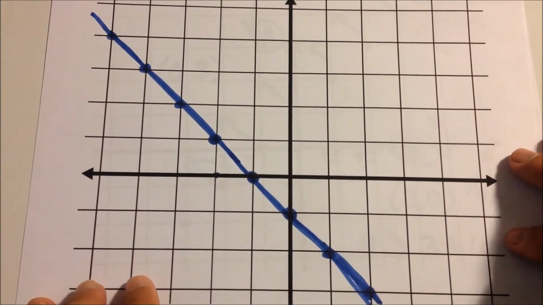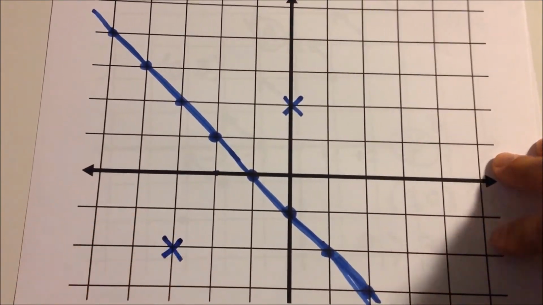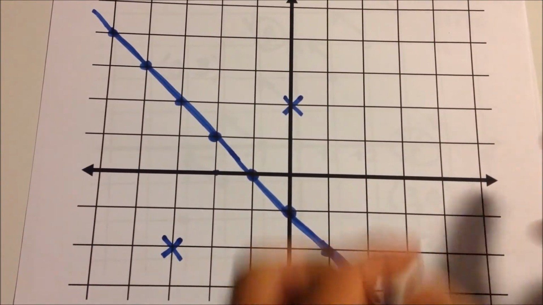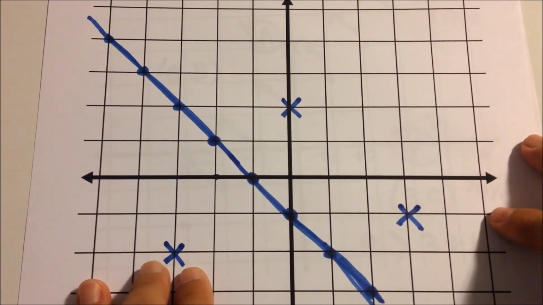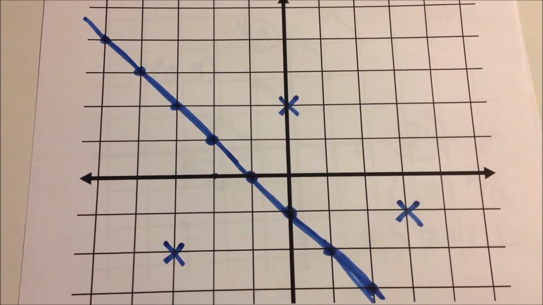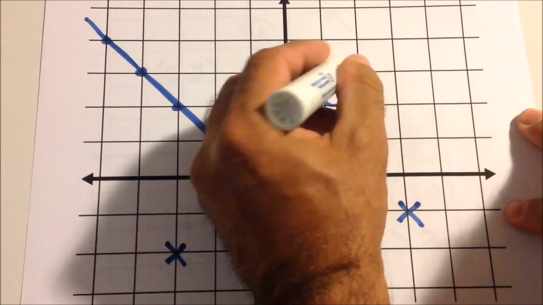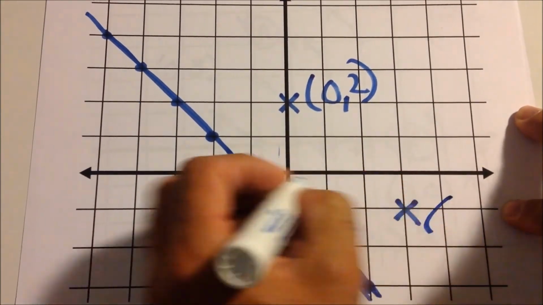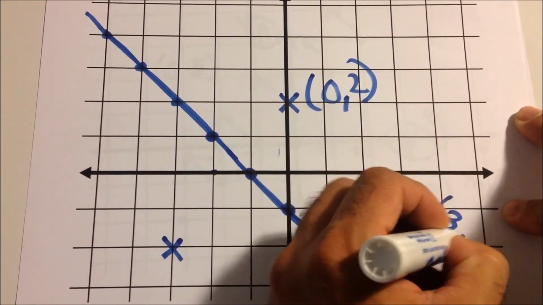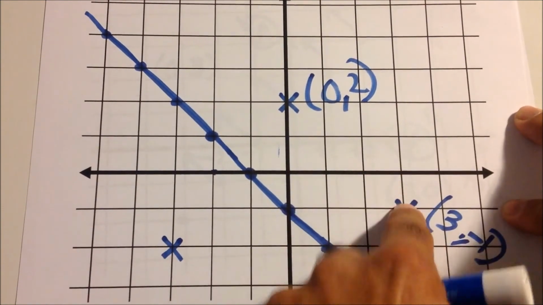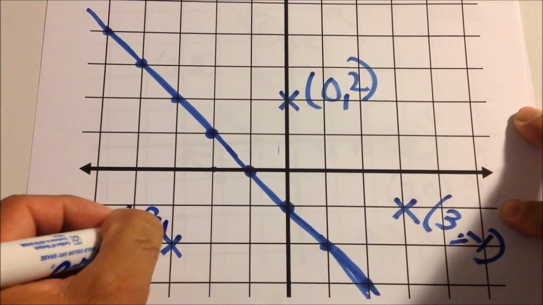So we need some test points. We can put a test point here or anywhere you want, and see which one works. We can even put a test point here. Wherever you put the test points, you can see which one works. So let's try this one. This is 0, 2. And we have this one here. This is 3, negative 1. And this one is negative 3, negative 2.